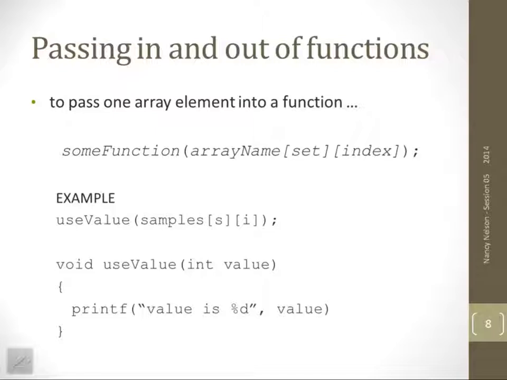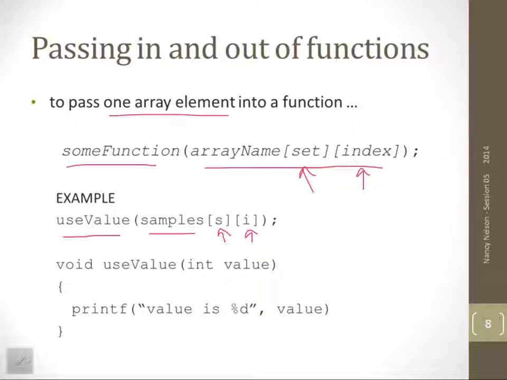We also have to be able to pass our arrays into and out of functions. So sometimes we just want to pass one element from an array, and this is pretty straightforward. This is like passing one value in. So we have the name of our function, and then what we have to do in the call is specify the actual element by specifying its set and its index number. So let's say, for example, we have a function called useValue, and I want to pass in set s element I.